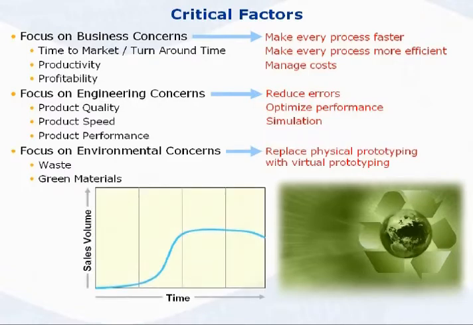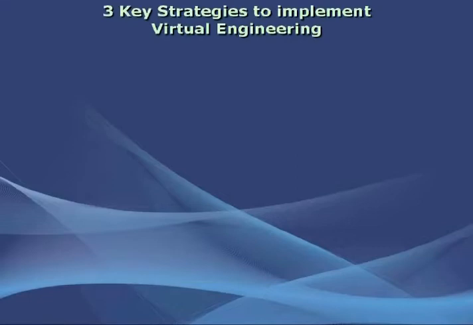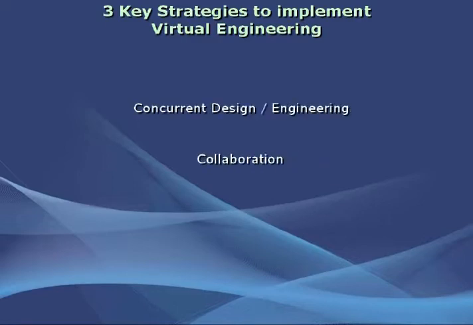In short, we want to move the product lifecycle curve to the left as much as possible, meaning that we will ride the wave as quickly as possible and for as long a time as possible, in order to capture and maximize the revenues available in the market. In the next few chapters, we will introduce the three key strategies to implement the virtual engineering system: concurrent design engineering, collaboration, and visualization.